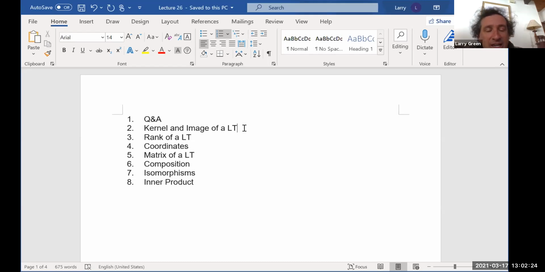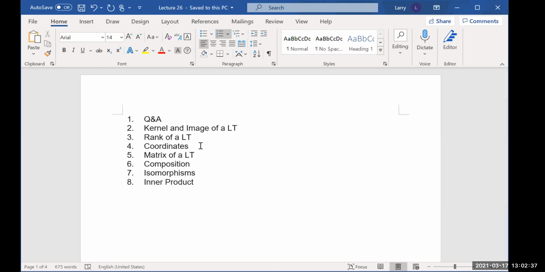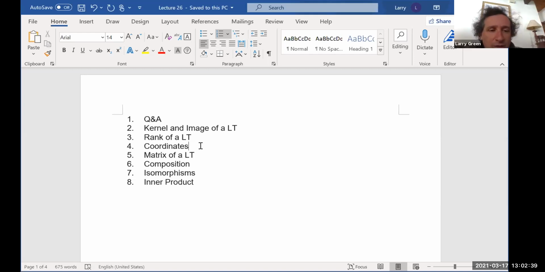So we'll talk about the kernel and image of a linear transformation. We'll talk about the rank of a linear transformation. And we'll talk about coordinates, and how those coordinates work with linear transformations. In particular, since you can talk about coordinates from one vector space to another, we can talk about the matrix that moves the coordinates from one vector space to another based on the linear transformation T. So that's a big deal. And we're going to spend a lot of time on the matrix of a linear transformation today.